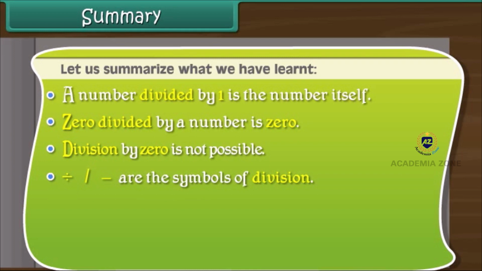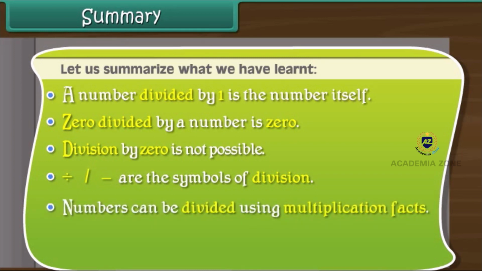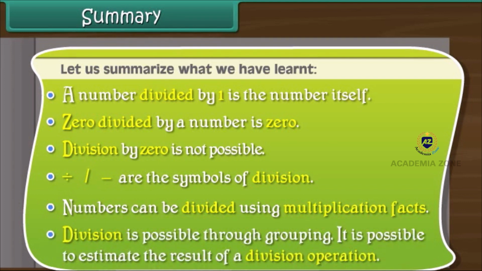division. Numbers can be divided using multiplication facts. Division is possible through grouping. It is possible to estimate the result of a division operation.